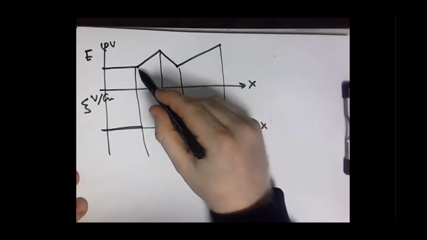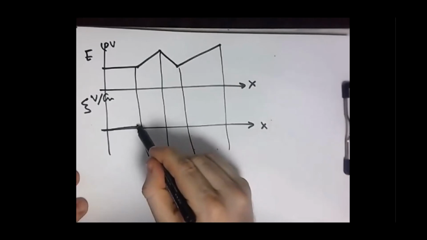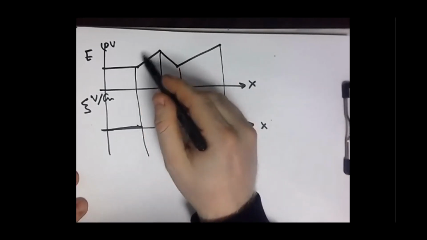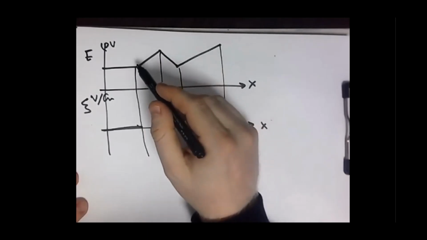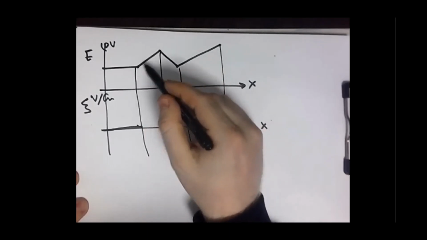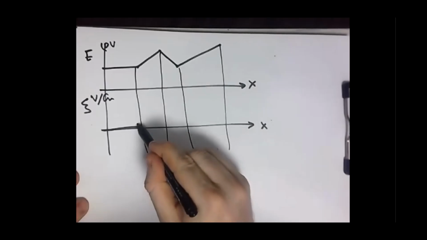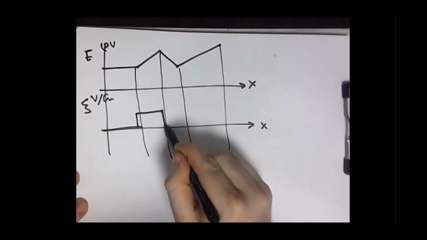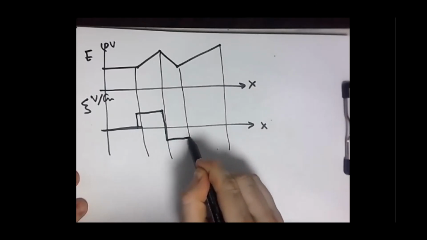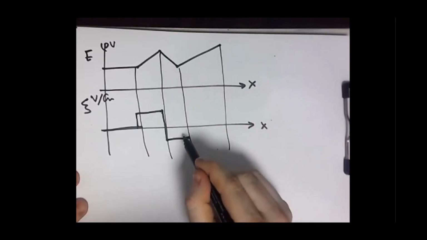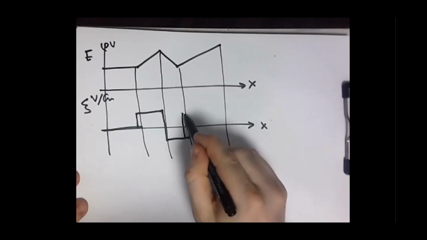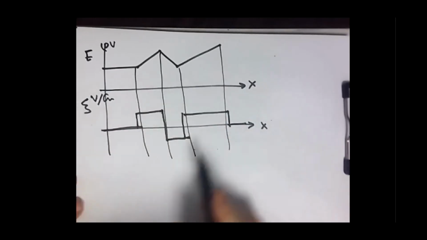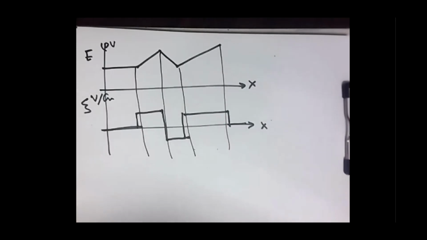Whenever you have a positive slope, then, of course, the first derivative of a line is the slope. So whenever the slope is positive, then you have a positive value. Then here we have a negative slope, then you have a negative value. And then here you have another positive slope, then you have a positive value, and then 0. So simply, this is the electrical field.